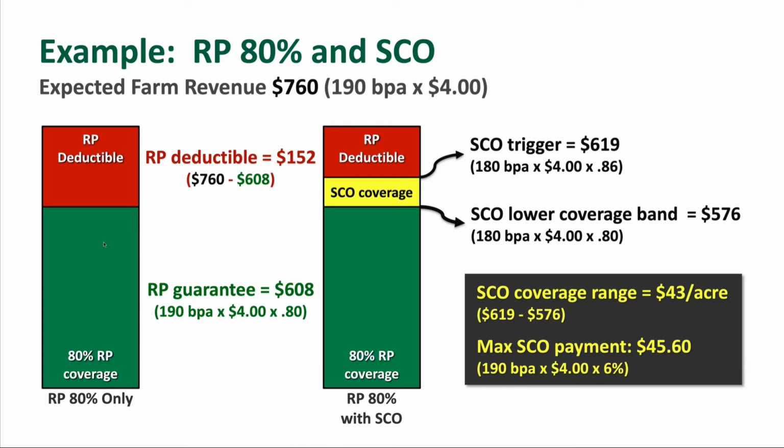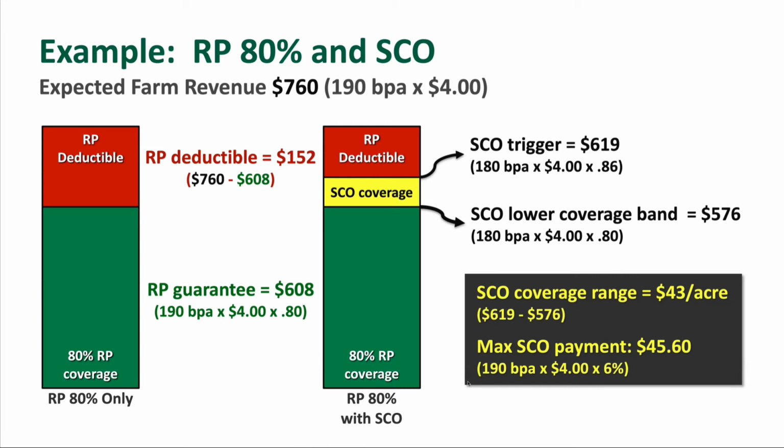This tool also calculates the max payment, which uses your actual trend adjusted APH shown right here, 190 on this farm. So even though it's a county-based tool, it does use your personal trend adjusted APH to calculate your max payment times that February price of corn.